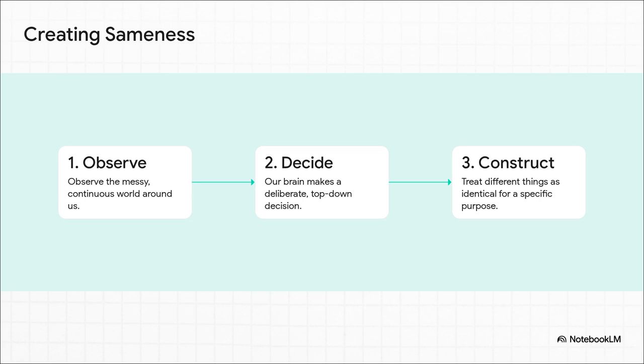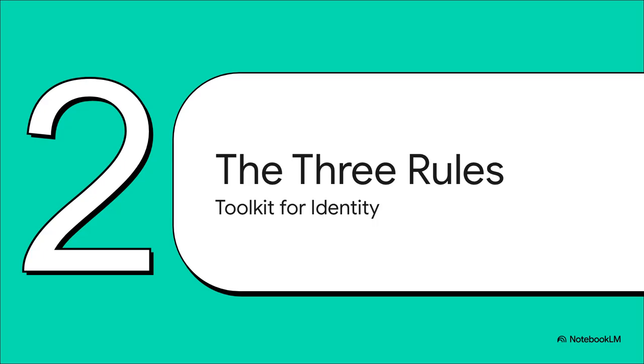So how does that even work? Well, it's kind of like a three-step process. First, we look out at the world, which is incredibly messy and detailed, right? Then our brain makes a conscious, deliberate choice. And based on that choice, we decide to treat things that are technically different as if they were identical, because it helps us achieve a certain goal. It is an act of creation. Now, if we're building this idea of identity, you think we need some kind of toolkit, right? And we do. It's built on three formal properties. You can think of them as the three pillars that hold up this entire construction project.